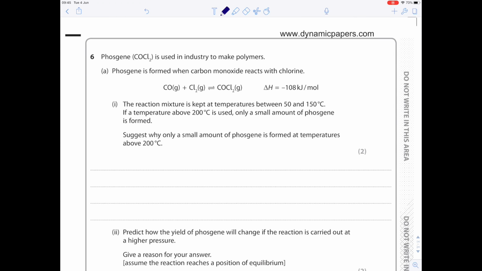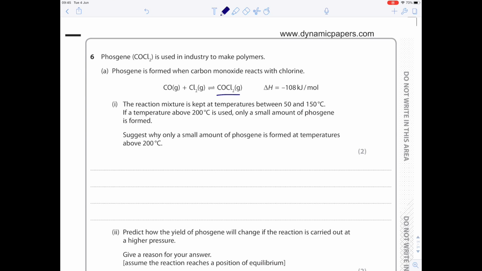Six, phosgene is used in industry to make polymers. Phosgene is formed when carbon monoxide reacts with chlorine. The reaction mixture is kept at temperatures between 50 degrees and 150 degrees Celsius. If a temperature above 200 degrees Celsius is used, only a small amount of phosgene is formed. Suggest why only a small amount of phosgene is formed at temperatures above 200 degrees Celsius.